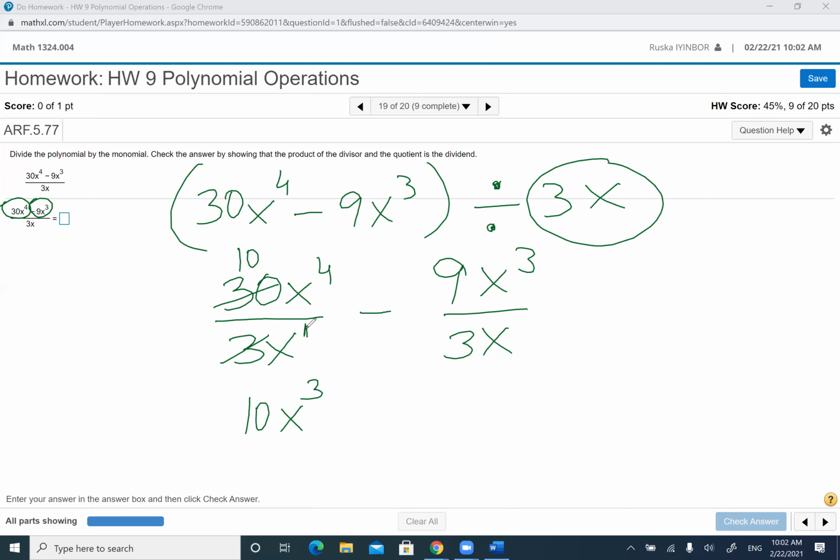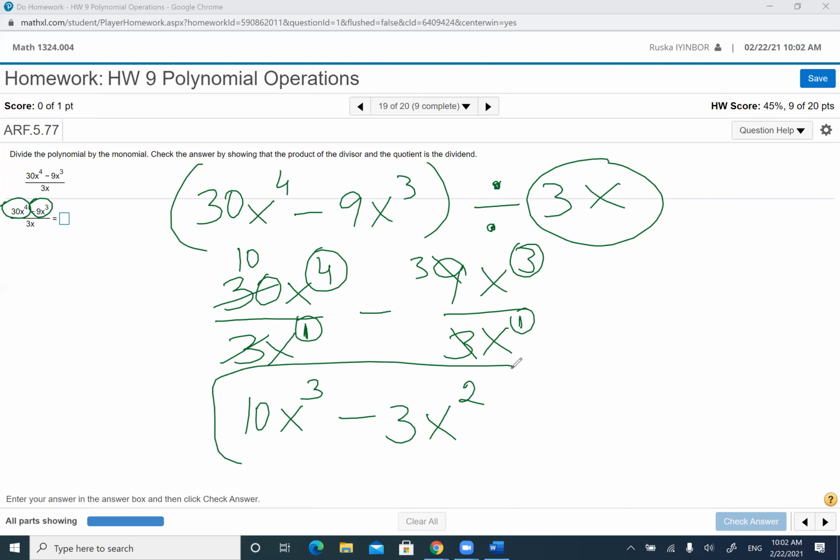Because 4 minus 1 is 3. You subtract the exponents. Okay? Minus, here you divide. 9 divided by 3 is 3, right? So it's going to be 3. And again, 3 minus 1, you subtract the exponents for x squared, right? So that's what you're going to get for this one.